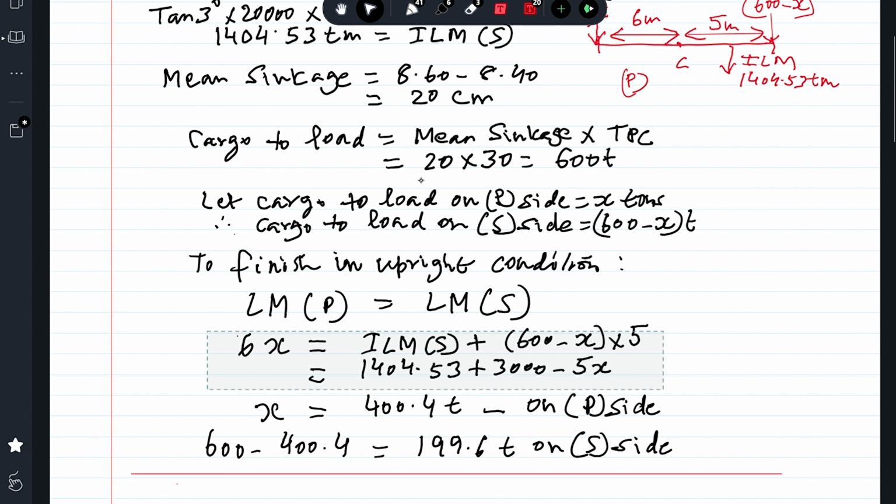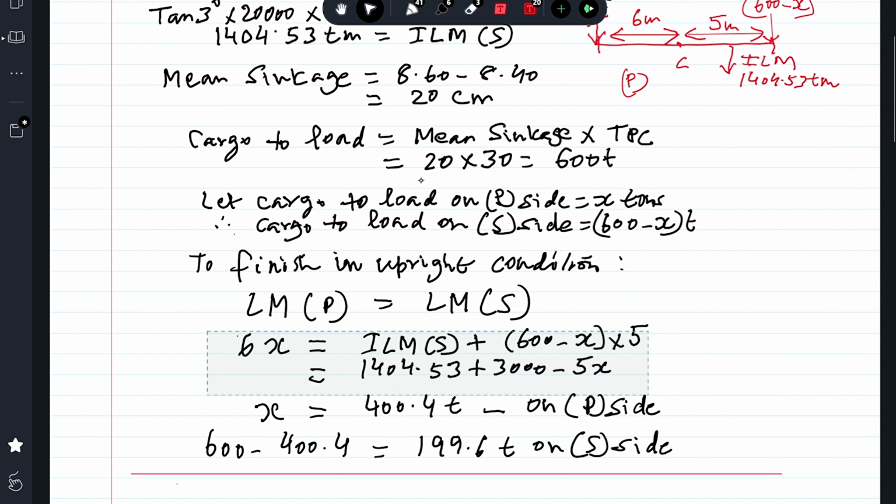The listing moment to port is the weight of the cargo, x tons, multiplied by the distance from the center line, 6x. The listing moment to starboard will be the remaining cargo, 600 minus x, multiplied by its distance, 5 meters from the center line, plus, because the ship is already listed to starboard, there is an initial listing moment which we have found out, that will be added to the listing moment to starboard side.